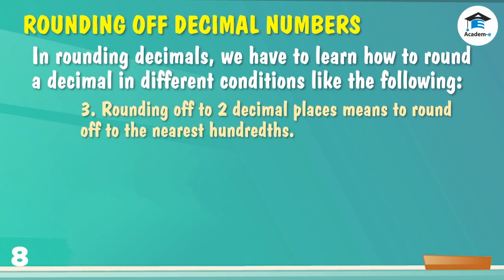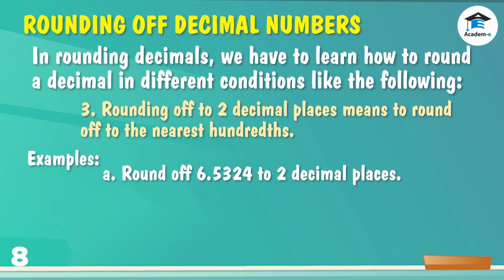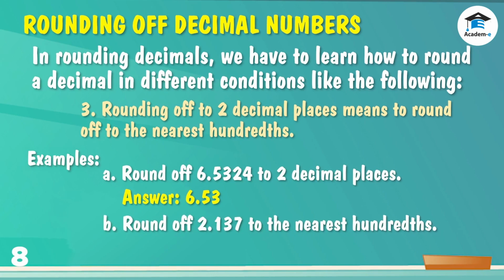3. Rounding off to two decimal places means to round off to the nearest hundredths. Example. A. Round off 6.5324 to two decimal places. Answer. 6.53. B. Round off 2.137 to the nearest hundredths. Answer. 2.14.